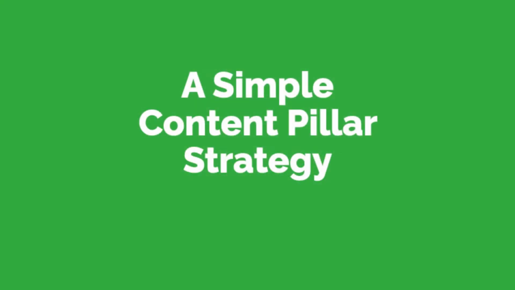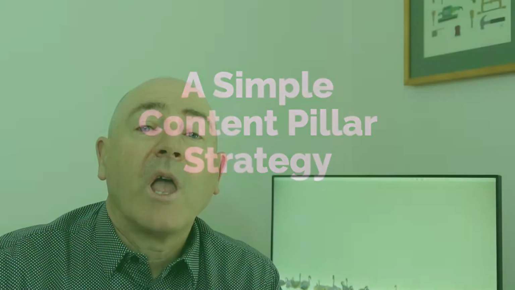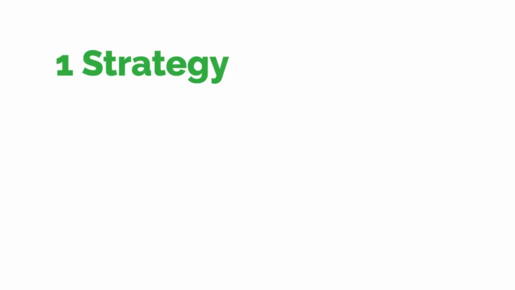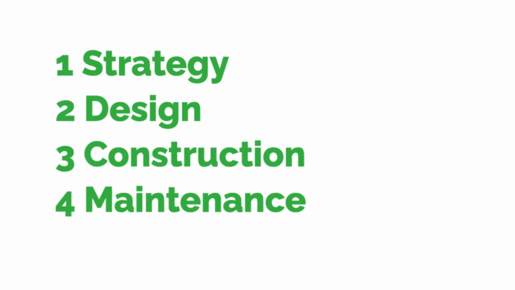A simple content pillar strategy. A really simple way to create your content pillars is simply to say, here's my topic area, and here's the 3, 4, 5, 6 or 7 things I talk about. So a website designer might talk about website strategy, website design, website construction, and website maintenance. That's it. There's their content pillars in four simple topics.